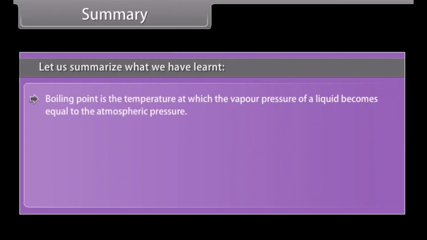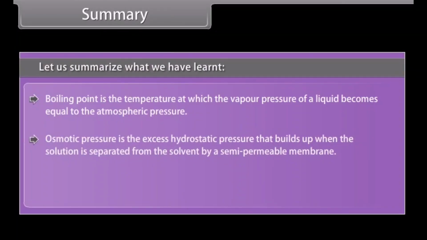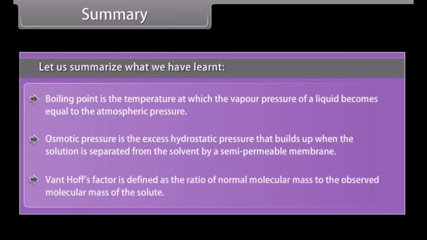Boiling point is the temperature at which the vapor pressure of a liquid becomes equal to the atmospheric pressure. Osmotic pressure is the excess hydrostatic pressure that builds up when the solution is separated from the solvent by a semi-permeable membrane. Van 't Hoff's factor is defined as the ratio of normal molecular mass to the observed molecular mass of the solute.